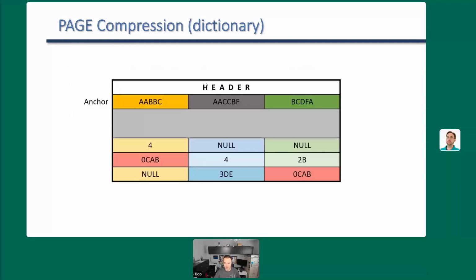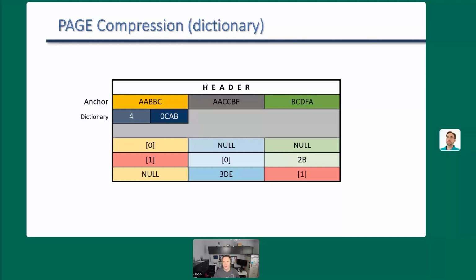So if we go back to where we left off, we're going to create our dictionary here. And the first value we can find that matches in 2 or more columns is the number 4, right? That's present in more than one column. So we'll put 4 in the dictionary, and now we'll just put a pointer here and say, go to index 0 of that dictionary. The second one here, 0 CAB, will become index 1 in the dictionary. So now we've done the prefix compression and the dictionary compression on this page. And this is essentially what page compression will leave you with from where we started.